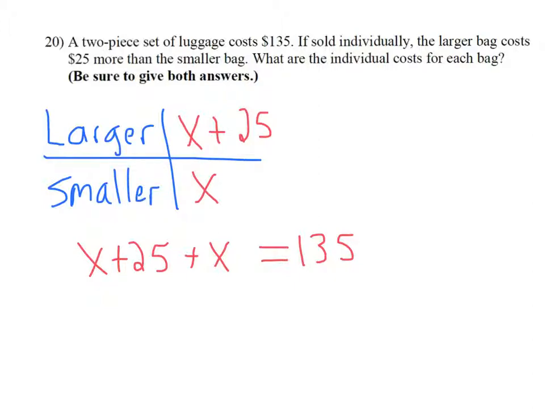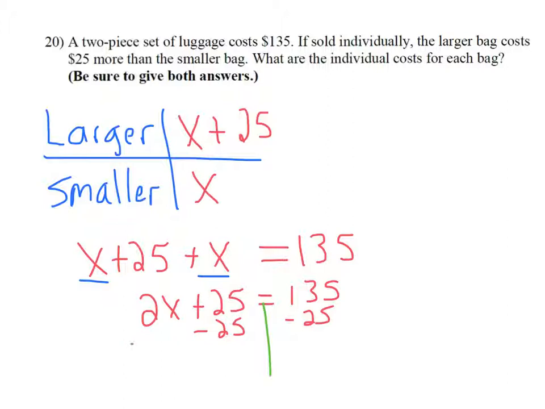Next, combine like terms. x plus x is 2x, plus 25 equals 135. This is now a two-step equation for us to solve. The first step in solving this two-step equation is to subtract 25 from both sides, leaving me with 2x equals 110. The very last step is to divide both sides by 2 to get my x alone. This leaves me with x equals 55.